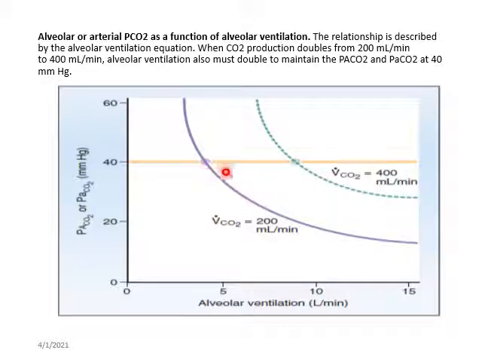Now, this graph shows you the same thing. However, this one combines both arterial CO2 and alveolar CO2, because I said both the alveolar O2 and alveolar CO2 are related. If you change one, you are going to change the other. So this is the normal condition where we are producing 200 ml of carbon dioxide. This is hyperventilation, and this is hypoventilation, okay? And this is apparently when we increase the metabolic demands.